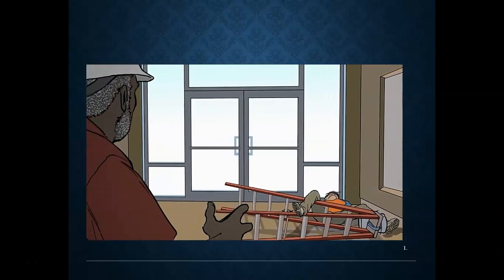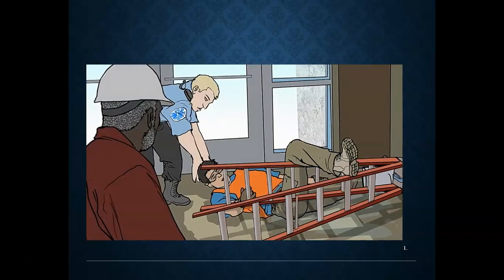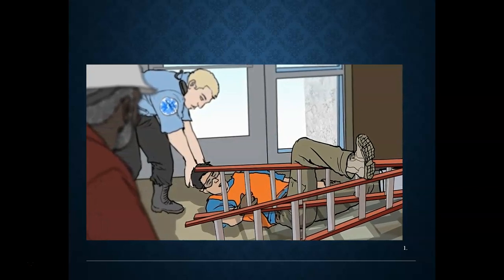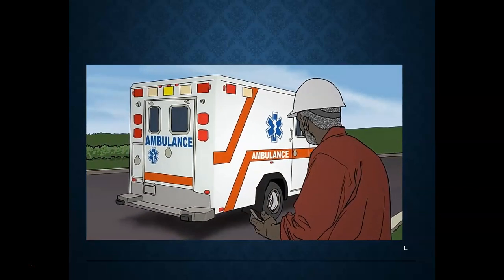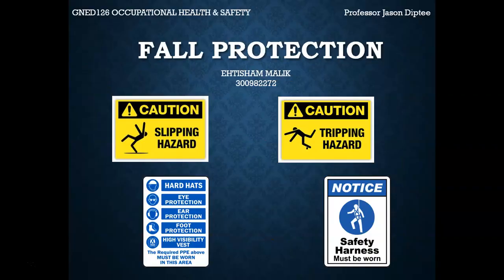A foreman from a different company heard the crash and called 911. "911, what's your emergency?" When EMS arrived minutes later, the worker was unresponsive and having seizures. He was taken to a hospital where he died 14 hours later.